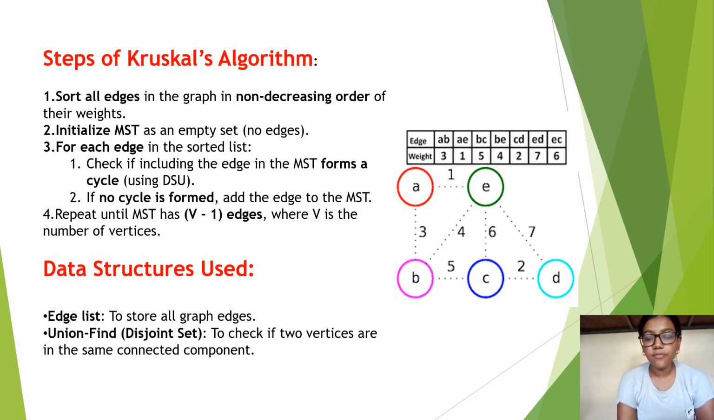AB is connected by the weight 3 and AE will be connected by the weight 1, BC will be connected by the weight 5, BE will be connected by the weight 4 and CD will be connected by the weight 2, ED will be connected by the weight 7, EC will be connected by the weight 6, and these connections should not form any cycle.